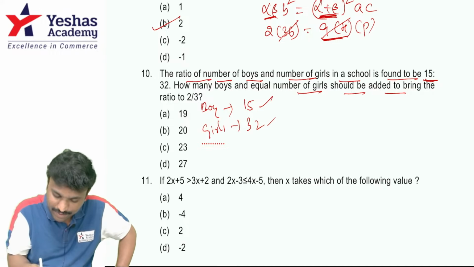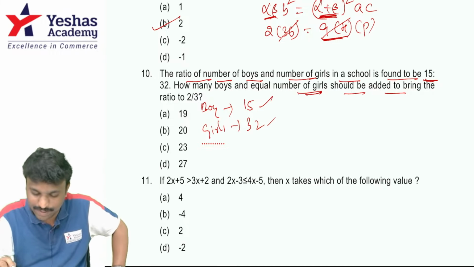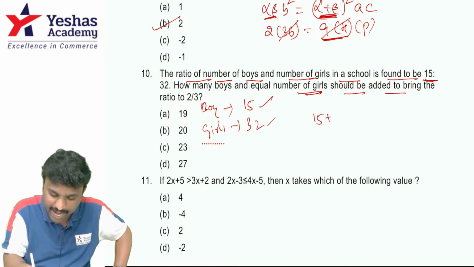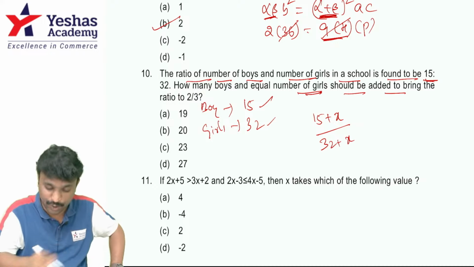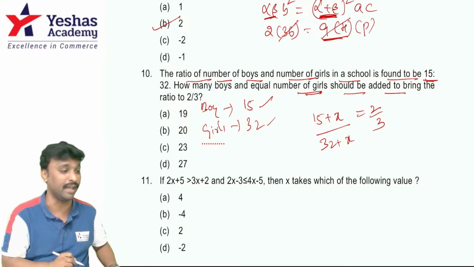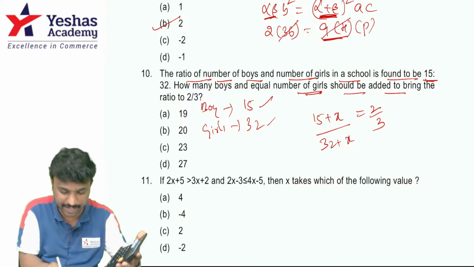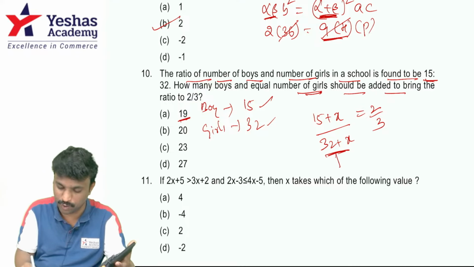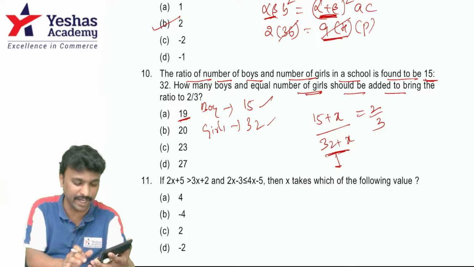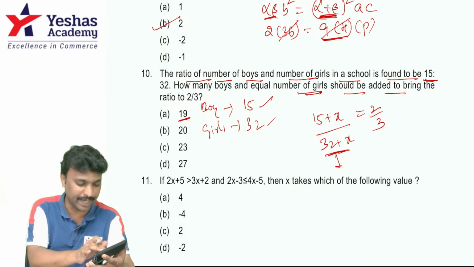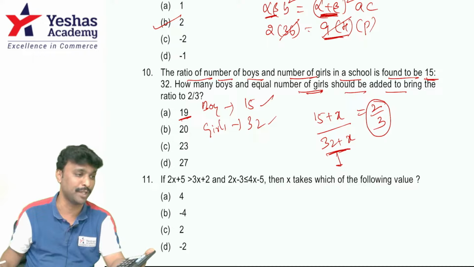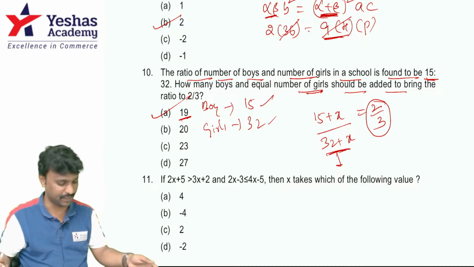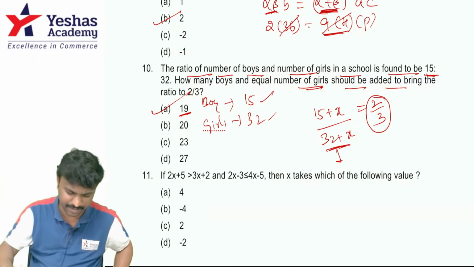So what they have said: how many equal number of boys and girls must be added? That means if I add x number of boys, I must add x number of girls, so that the ratio becomes 2 by 3. Now what you do, hit the options. If I hit the first option, 19, first of all solve the denominator. 32 plus 19, store it by pressing M plus. Now numerator 15 plus 19 divided by MRC, press equal. It is 0.666. 2 by 3 is also 0.666. Option A satisfies. Option A is the right answer.